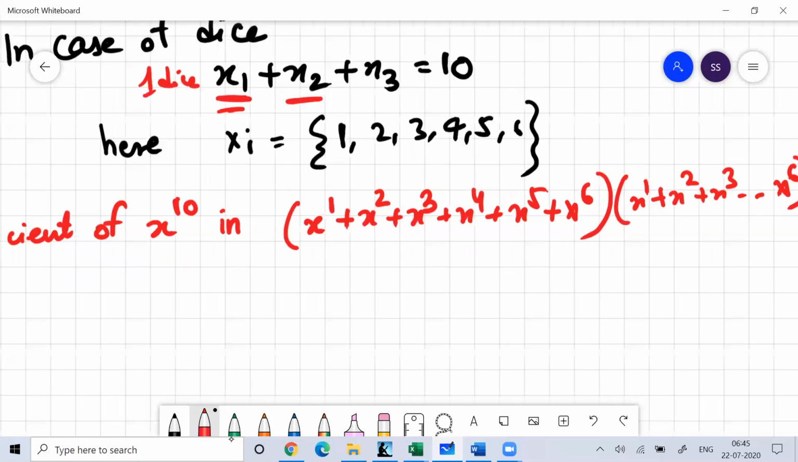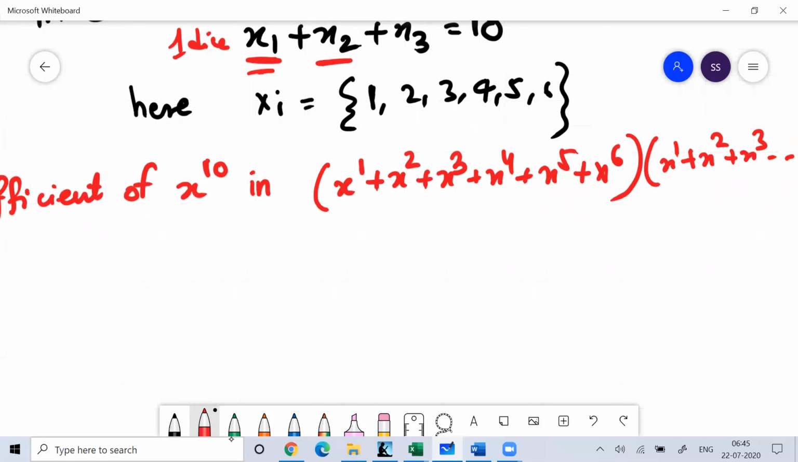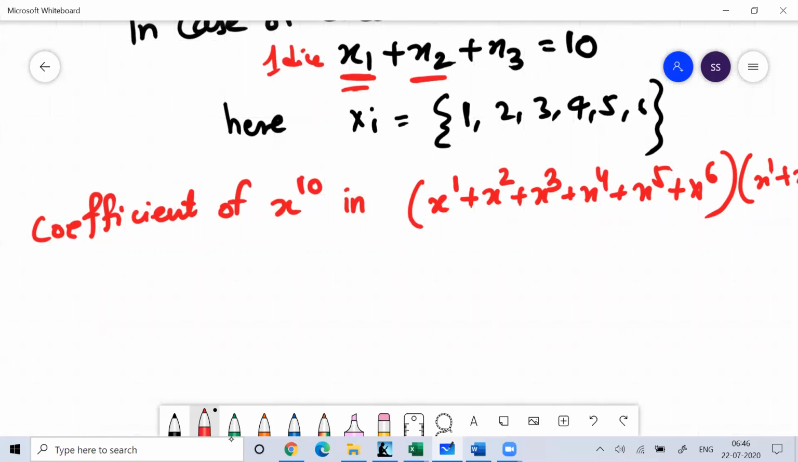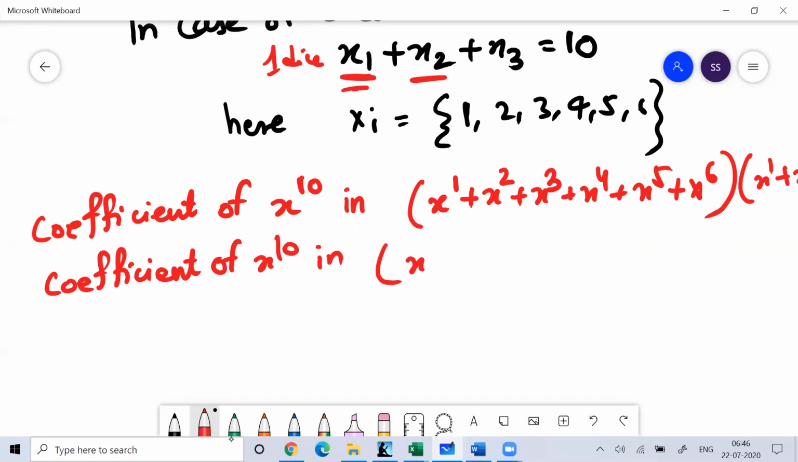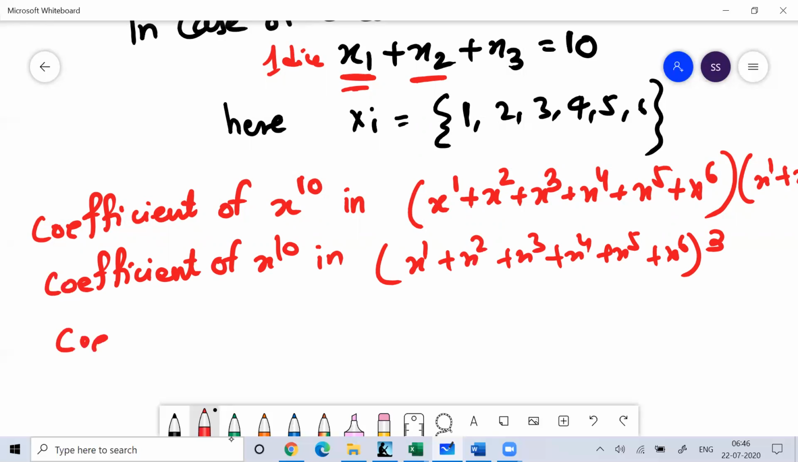So this would be the set of all possible outcomes on the three dice altogether, where the sum should be 10. Everything, either the outcome or the variable's possible values, we consider in terms of power. Now I can write the same thing as the coefficient of x to the power 10 in x to the power 1 plus 2 plus 3 plus 4 plus 5 plus 6, to the power 3, considering dice 1, dice 2 and dice 3 all together.